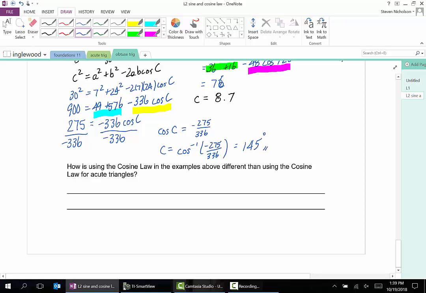So there's a couple of examples of the cosine law, but with a focus on, as well, what does that negative 2ab cos c do as part of the formula? In the right triangle, it does nothing. In an acute, it takes away. And in an obtuse, it adds.